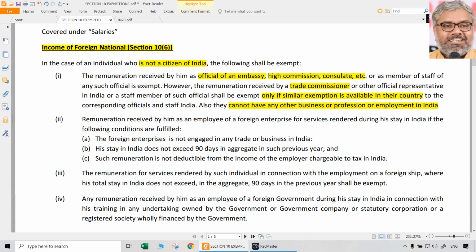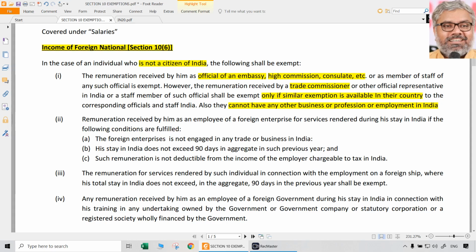So they cannot have any other business or profession or employment in India other than this. Then only exemption will be given to foreign diplomats and foreign trade commissioners. Foreign diplomats automatically get exemption. Foreign trade commissioners will get exemption only if our people will get exemption in their country. That's all. That is the first category of foreign nationals whose incomes are exempt under section 10(6).